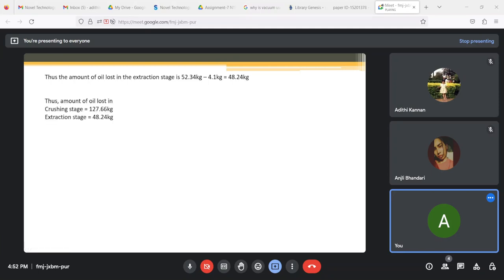To summarize, the amount of oil lost in the crushing stage is 127.66 kgs and the amount of oil lost in the extraction stage is 48.24 kgs. The answer is option A.